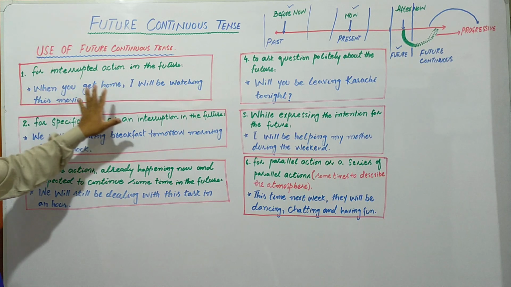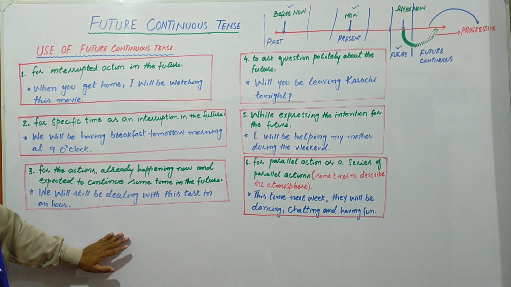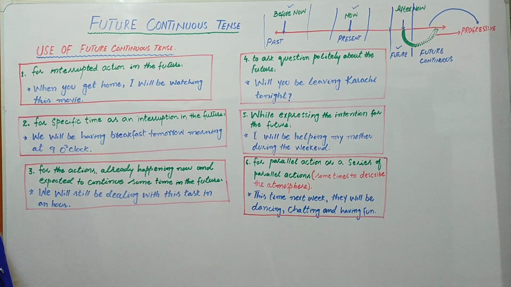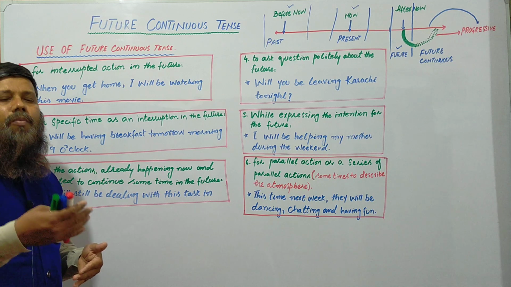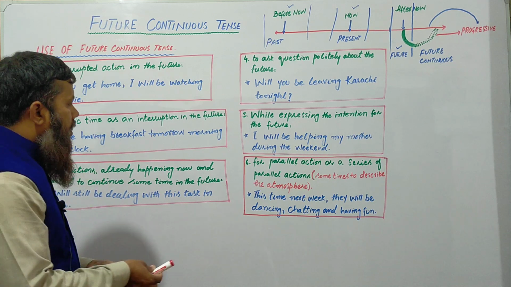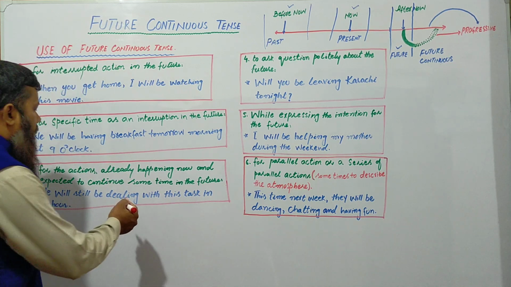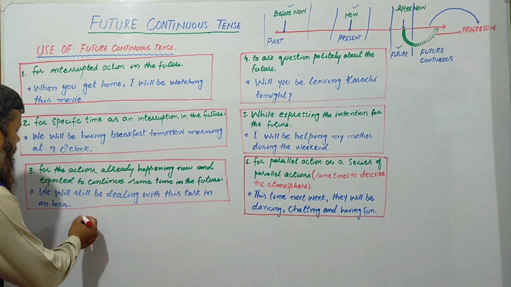There are six different usages of the future continuous tense. Getting it? Now come to here. What is the structure or the formula of this tense? Look at here. Do you get it? The structure and formula I will mention to you.